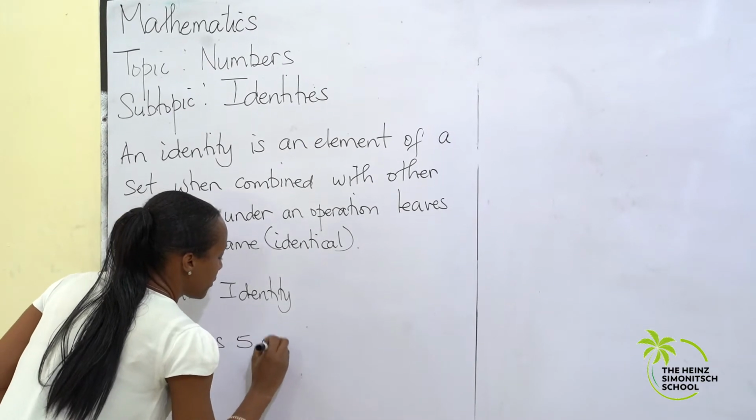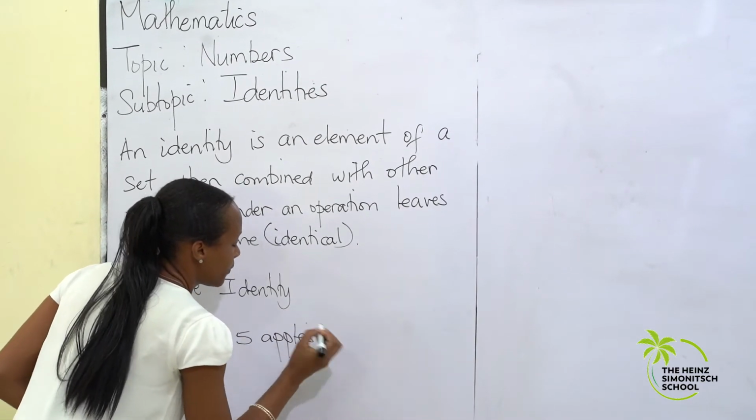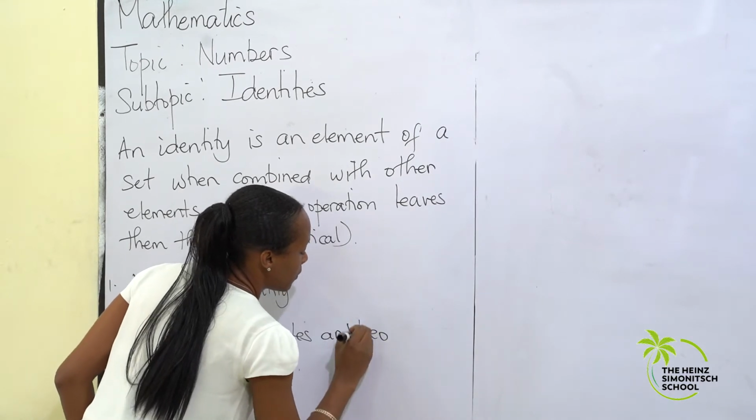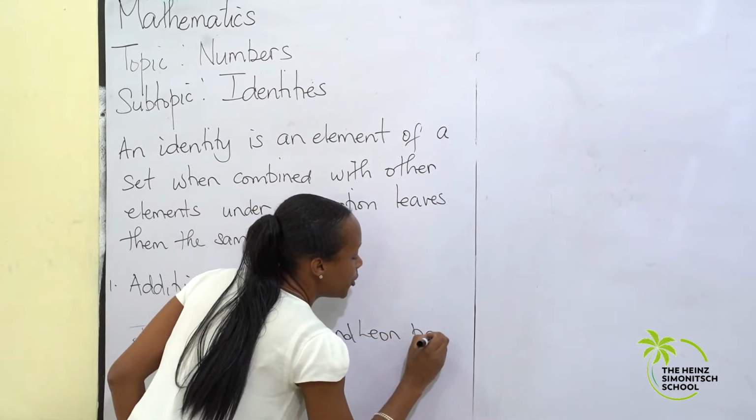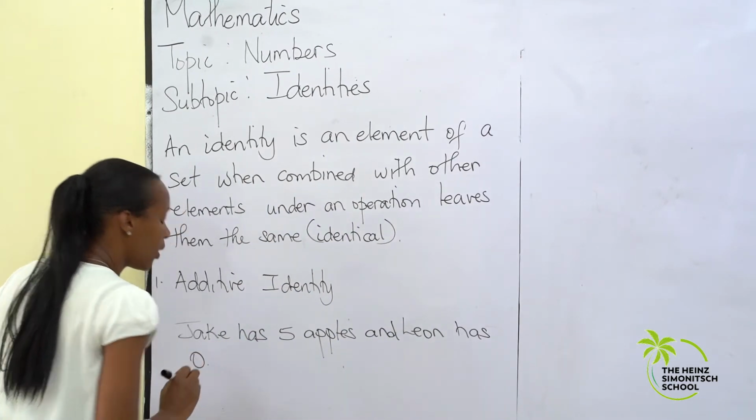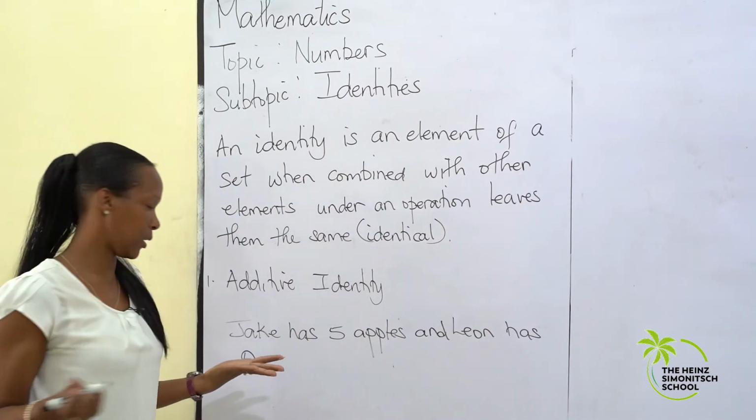5 apples and Leon has none, or has 0. How many apples do they have altogether?